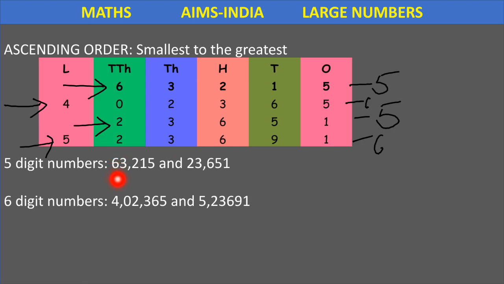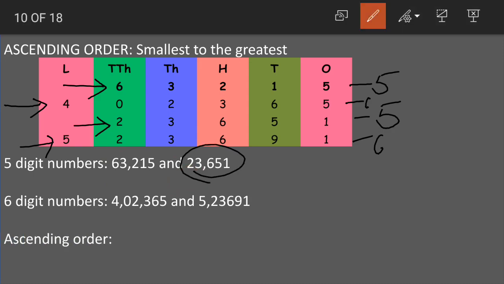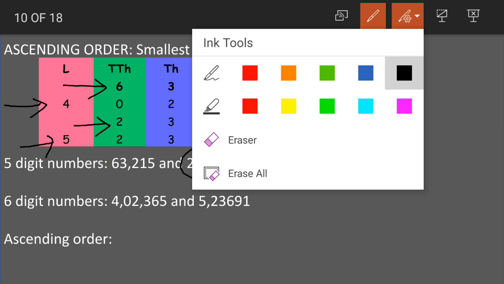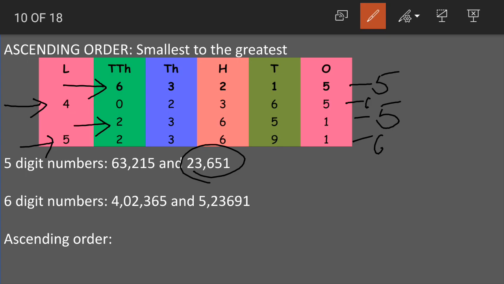Coming to the first digit, we are having 6 here and we are having 2. Now when we compare 6 and 2, which is the smaller number, children? Yes, 2 is the smaller number. So 23,651 becomes the smallest number. Let us write the first number here. 23,651 is the smallest number. Then let us write the other 5-digit number, 63,215. Why did we write this? Because after this number we have 6-digit numbers, and as we know 5-digit numbers are smaller than 6-digit numbers.